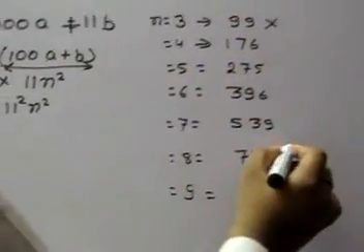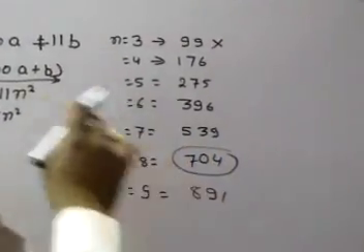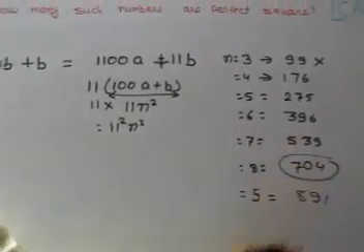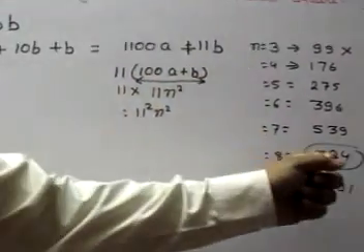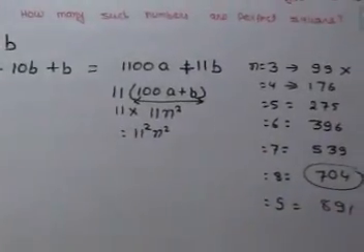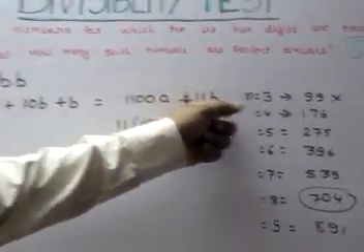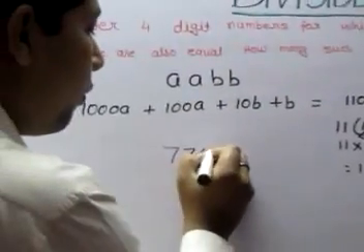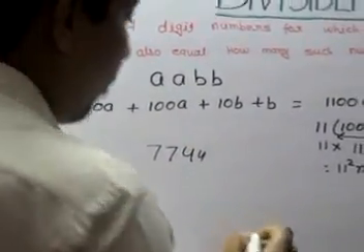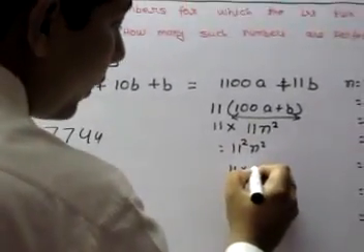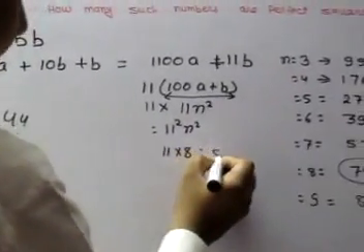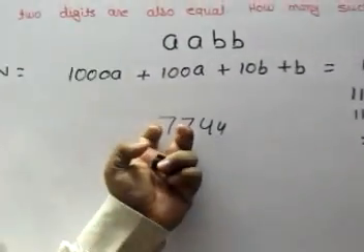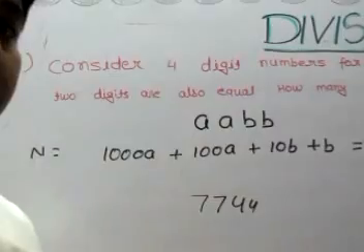Out of these numbers, only one number exists in the form of 100a plus b, that is, only one number has middle term 0. That means 100a plus b must be 704, so a must be equal to 7 and b must be equal to 4. So only one number exists, that is 7744, and it is the perfect square of 11 into 8, because n is equal to 8, so 88. Hence only one such number exists that is a perfect square and in the form of AABB.